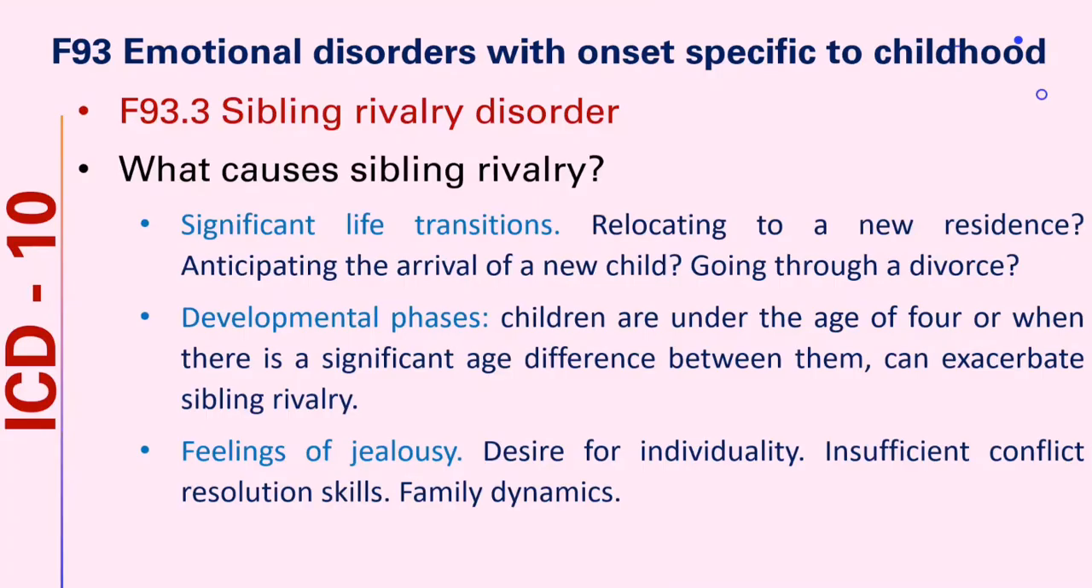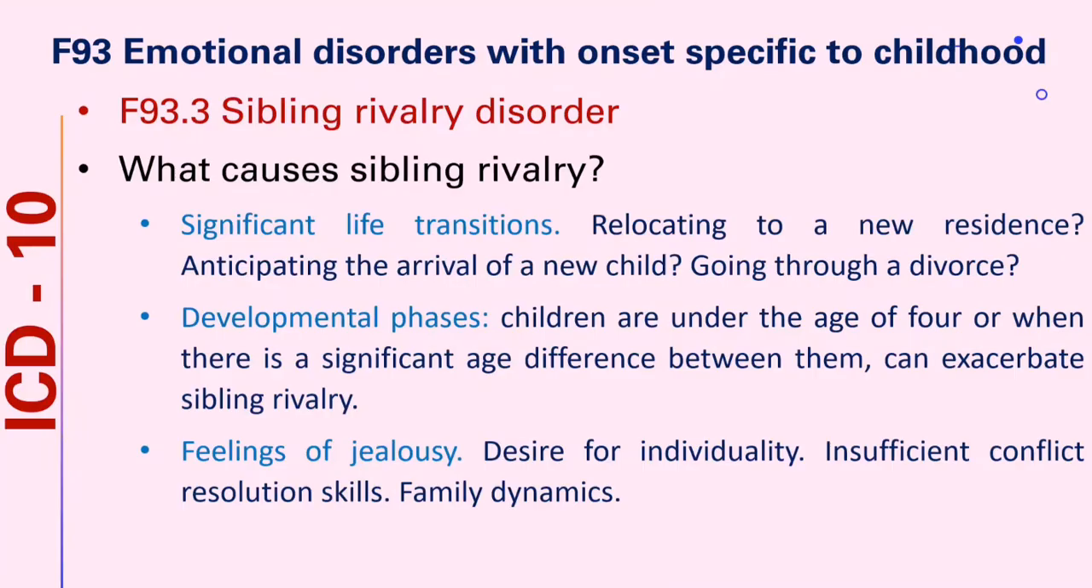There are postulated causes of sibling rivalries, like significant life transitions, for example, relocating to a new residence, anticipating the arrival of a new child, or going through a divorce of parents. The developmental phase can also matter: when children are under the age of 4 or when there is a significant age difference between them, it can exacerbate sibling rivalry. So the age gap should be more. The more the age gap, the more the development of rivalry.